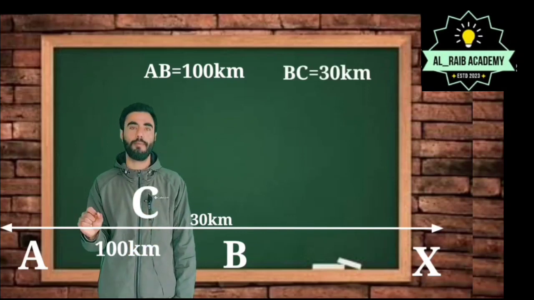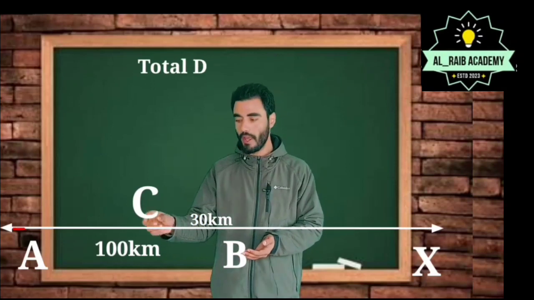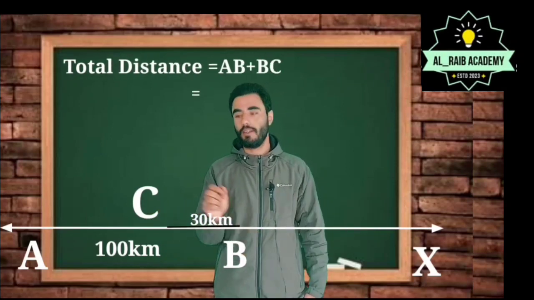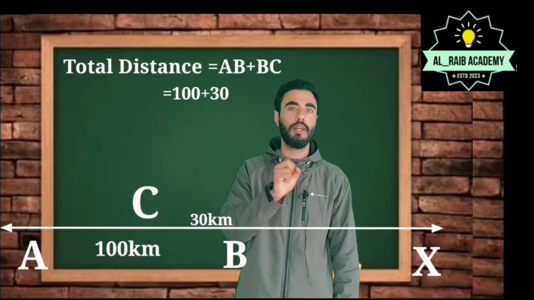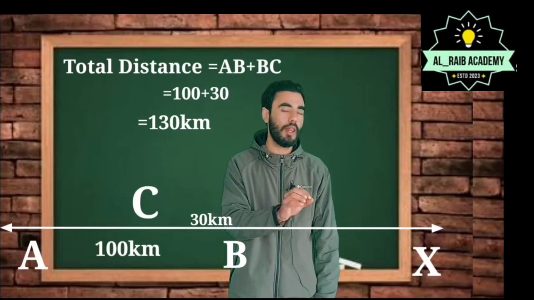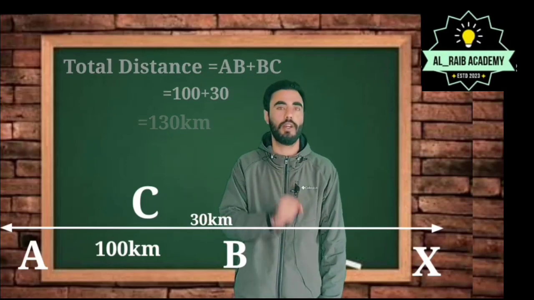Total distance here is the distance from A to B, then from B to C. That is 100 plus 30. 130 km is the total length of the path, or actual length of the path, that the object has traveled.